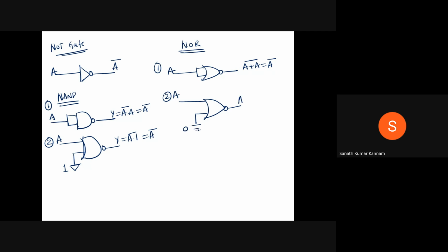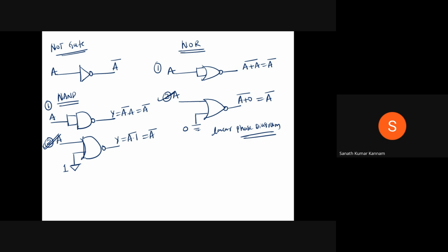Okay, so A or B, whole bar, this is equal to what? A bar. Okay, this is the second representation. I'm using these two representations when I develop the latch. When I develop the latch, there I'm using the second representation. So we'll draw the linear phase diagram of the basic latch. Okay, so there I will use this second case.